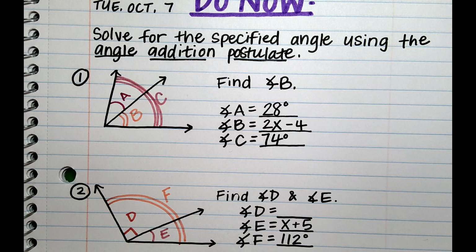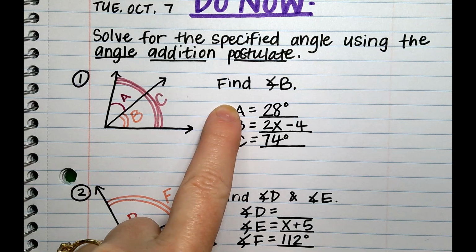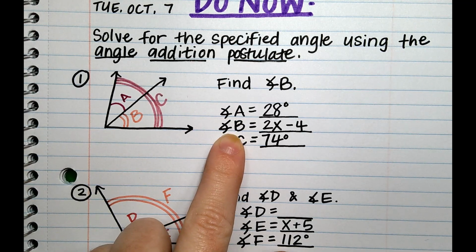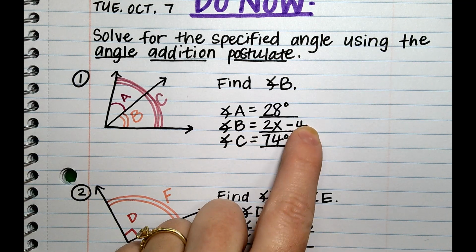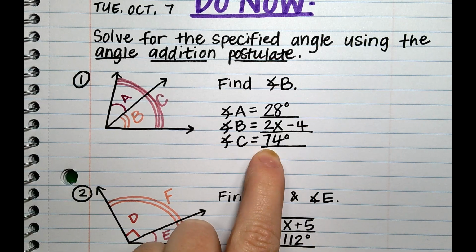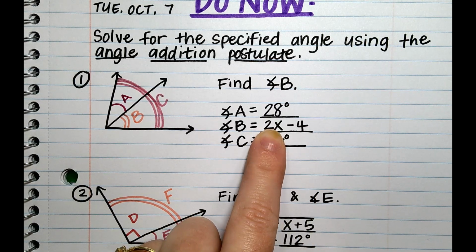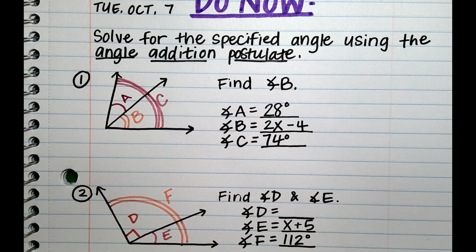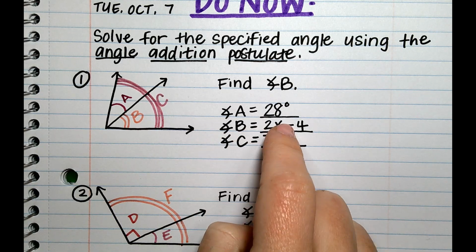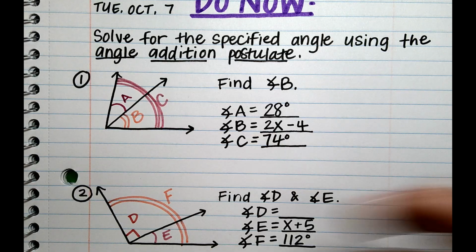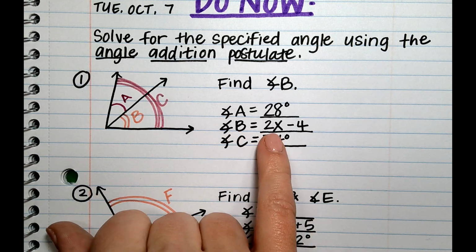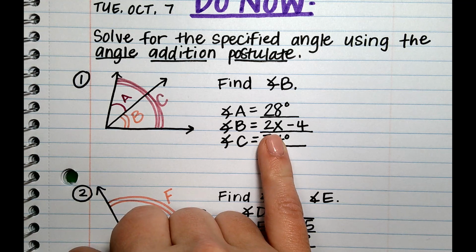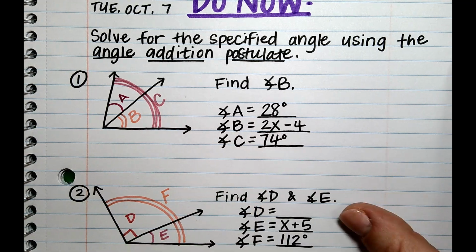So for number 1, I drew you a picture. And you are supposed to find angle B. I gave you angle A. I gave you a value for angle B. That's 2x minus 4. And then angle C is 74. Now, yesterday I didn't give you anything like this. I gave you something similar where maybe it was B equals X or B equals X plus something, X minus something. But I threw a 2 in front of that X just to see how we could handle it. I want to see how well we did.